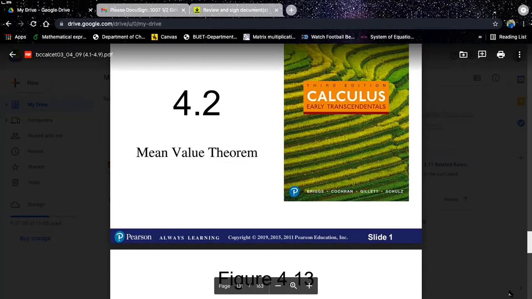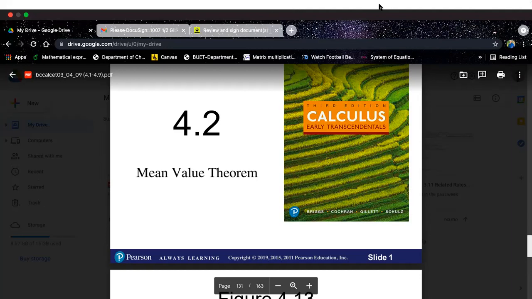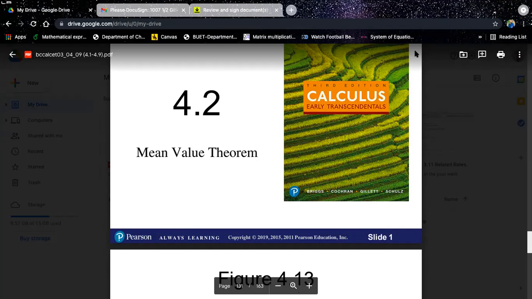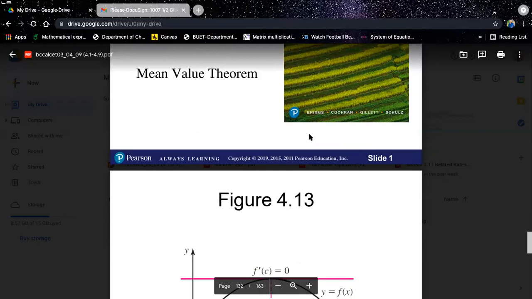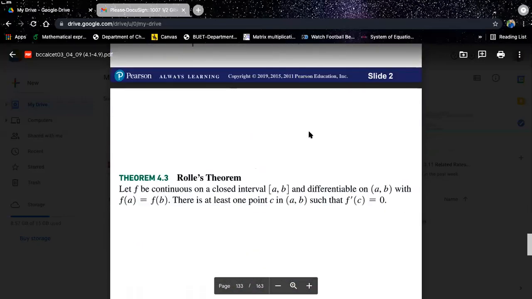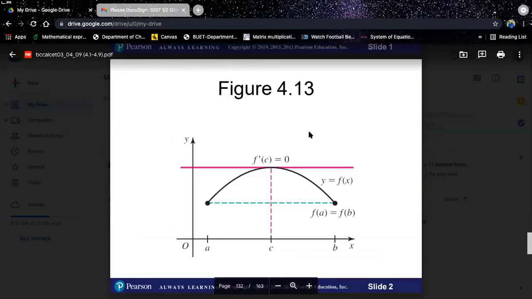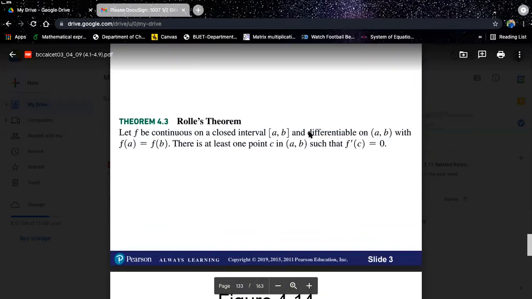Okay. Before we start going over 4.2, let's just first see this statement, Rolle's theorem, and we'll first see the statement and then go back to the graphical representation of it. Okay, let's see what the statement says.